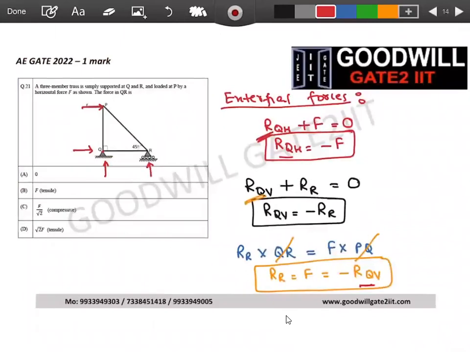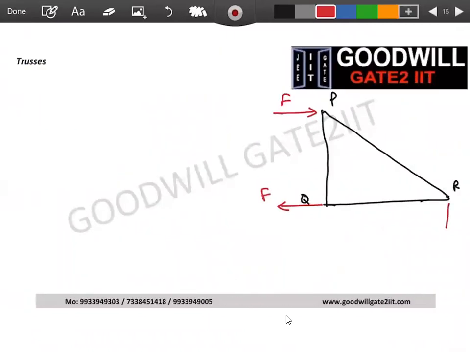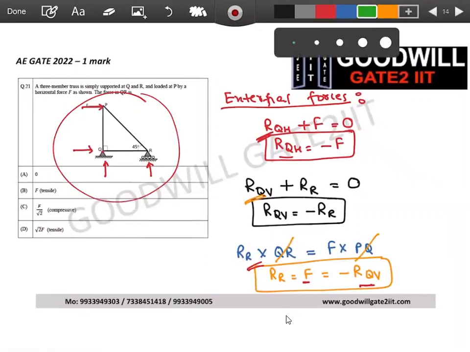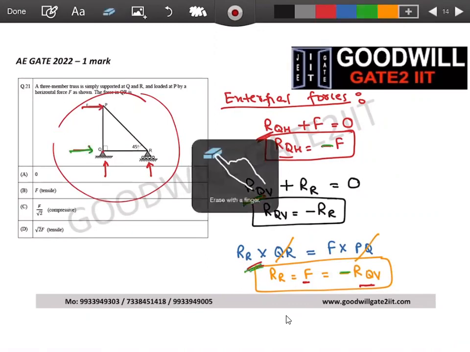Similarly, at R, my force is F. Positive means what I have assumed is correct. So there is a reaction force here, F. And at Q, it is F again with a negative sign. So this becomes my actual diagram, which was this truss. I have just marked the reactions. Guys, why have I reversed the direction? I assumed this when I did my calculations. When I get my answer negative, I simply reverse the direction and write the magnitude.